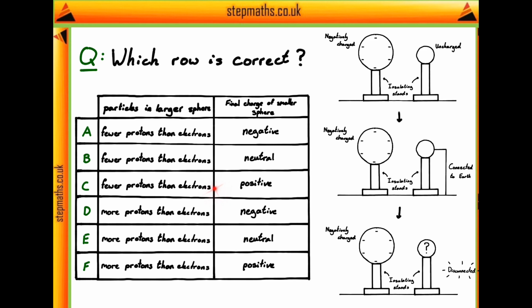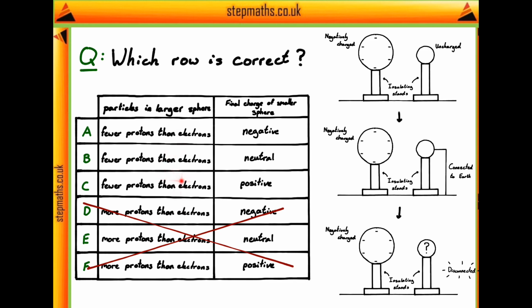Now, if something is going to be negatively charged, it means that it has to have overall more negative particles than positive particles. We know that protons are positive and electrons are negative. So, we have to have more electrons than protons to have an overall negative charge. And therefore, we have fewer protons than electrons, so we can get rid of these bottom three options which say that we have more protons than electrons. That would result in an overall positive sphere.